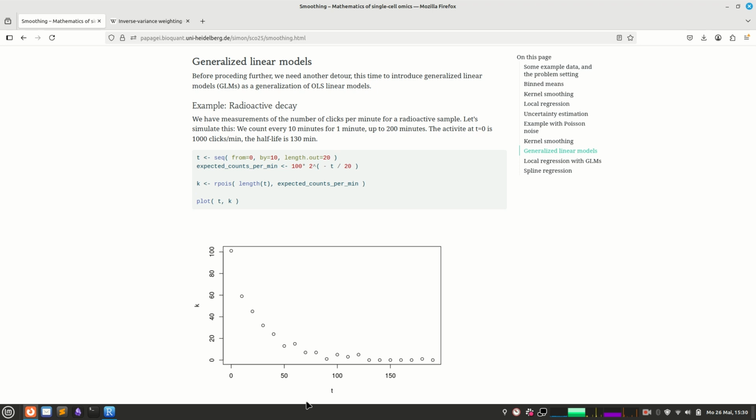So the number of clicks that we get in a fixed time unit is proportional to the activity. And the activity, again, is proportional to the total number of radioactive atoms which are still in the sample.